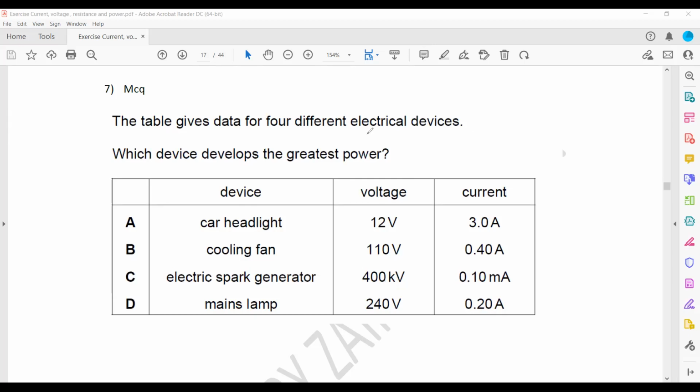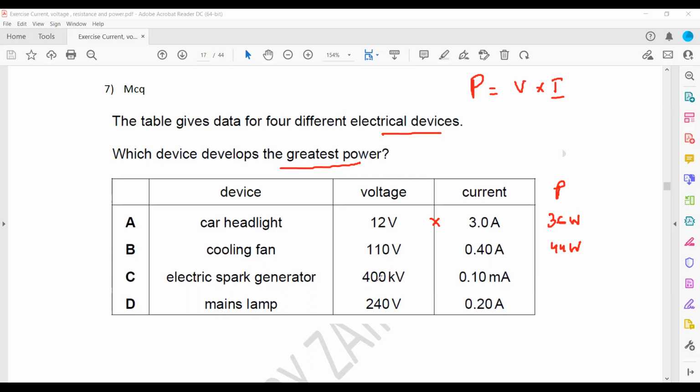You just have to work out according to the question. The table gives data for 4 different electrical devices; which develops the greatest power? What is the formula for electrical power? It is voltage multiplied by current. So for a car headlight, what will be the power when we multiply voltage with the current? So it will be 12 multiplied by 3, which is equal to 36 watt. Here 110 multiplied by 0.4, that is 44 watts.